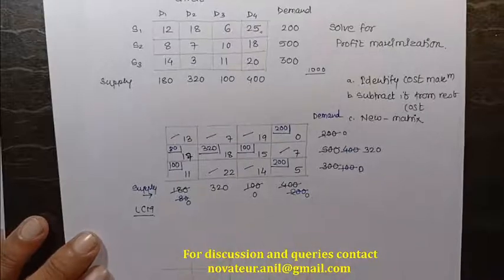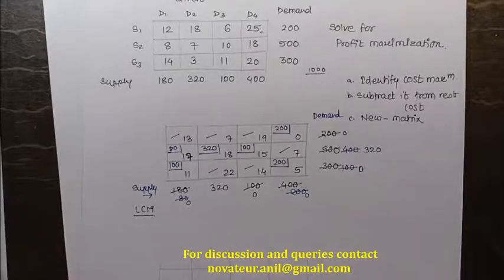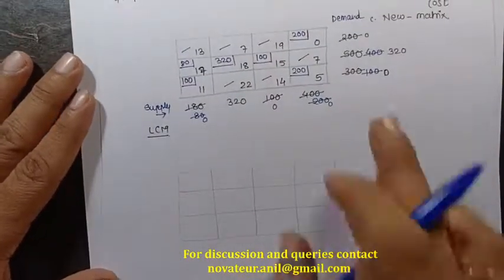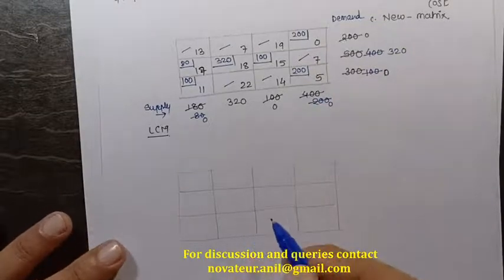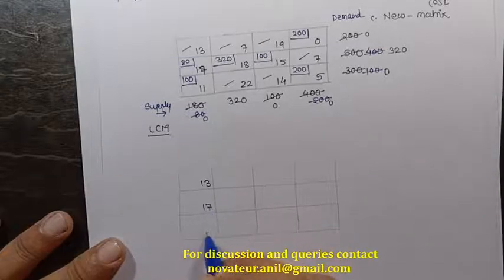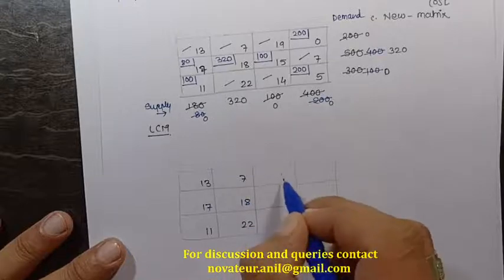So this is my initial feasible solution matrix with the help of the least cost method. To find the initial feasible solution, you can use the northwest corner method or you can use Vogel's approximation. It all depends on your choice. There is no compulsion as such. So this is my initial feasible solution. I'll write down the initial feasible solution in the new box. That is 13, 17, 11, 7, 18, 22.